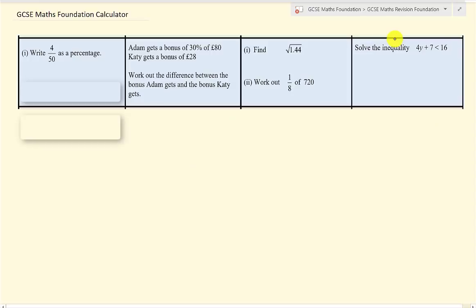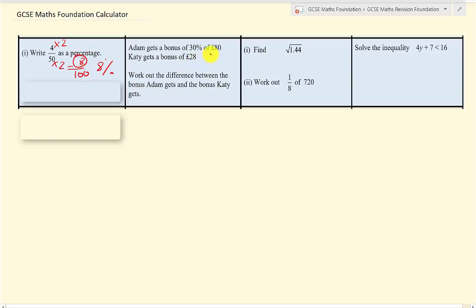Write 4 over 50 as a percentage. We know to write a percentage we need to make the denominator out of 100. So we need to multiply the denominator by 2. Therefore we need to multiply the numerator by 2 as well, according to the equivalent fraction rule. So 4 times 2 is 8, 50 times 2 is 100. So our percentage is 8%.